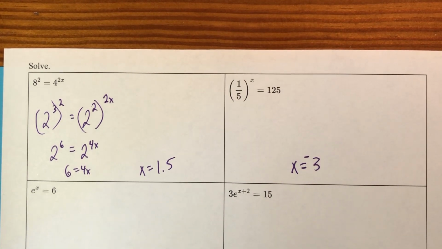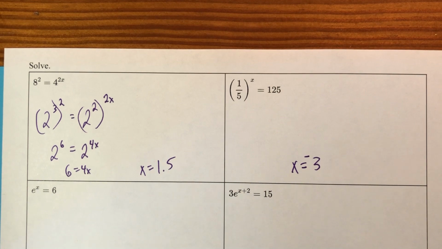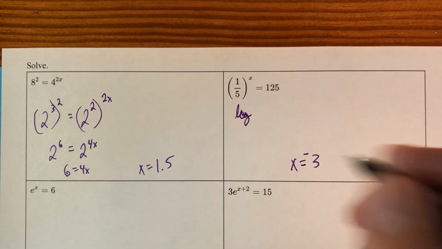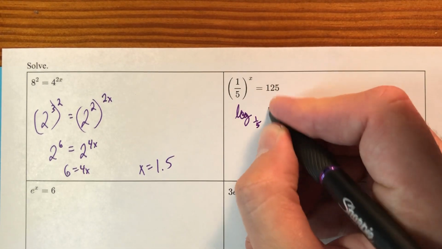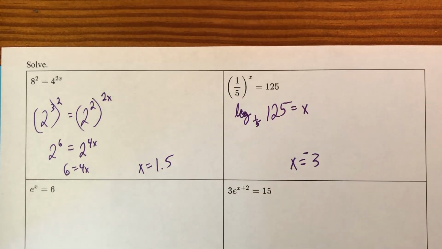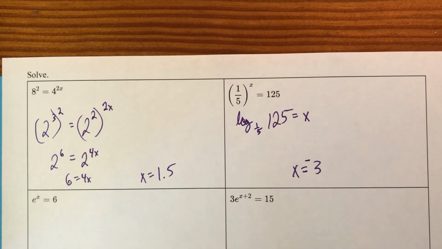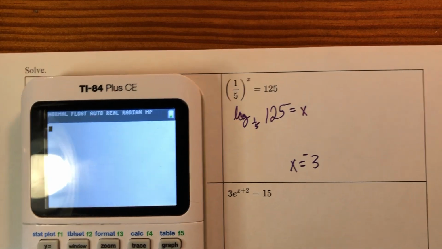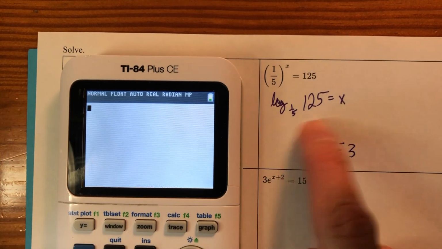Now, I said earlier that anytime you have a variable in the exponent, you can write it as a logarithm, and we will do so. So I could write this as a log base 1/5 of 125, and that's equal to x. I'm just rewriting it. I'm writing it as an inverse operation, so to speak. So I'm undoing exponentiation. I'm undoing the exponent with a logarithm in this case. So let's grab a calculator, and I want to find out what that is.